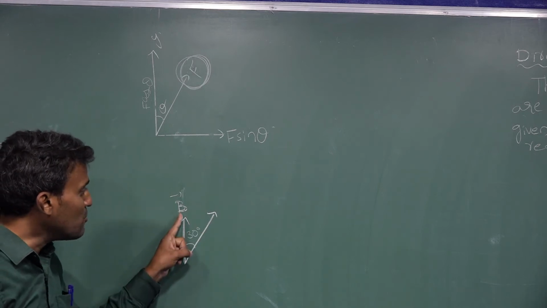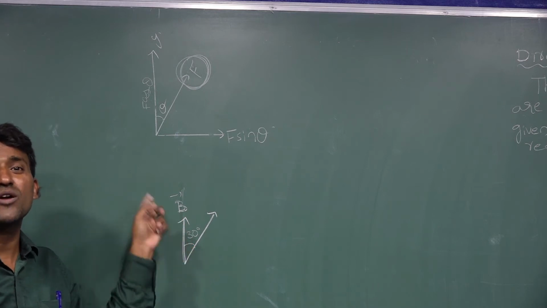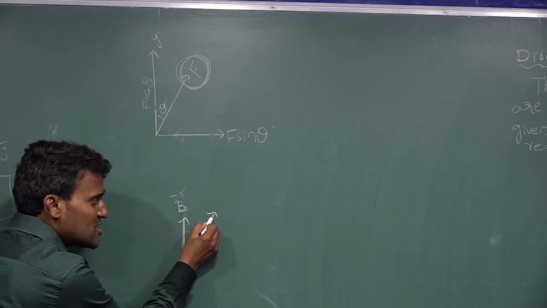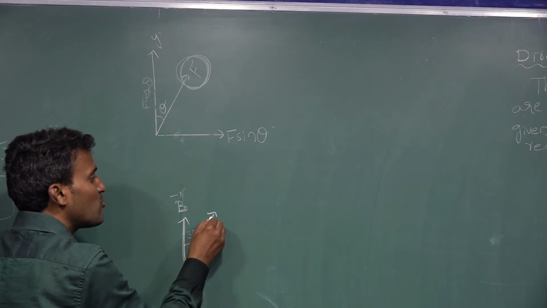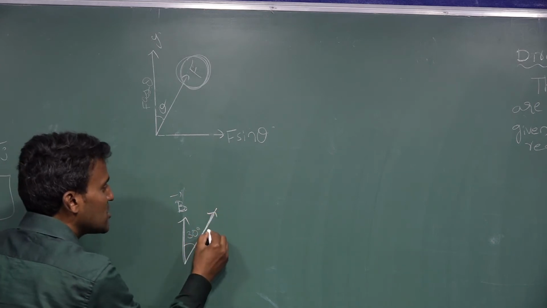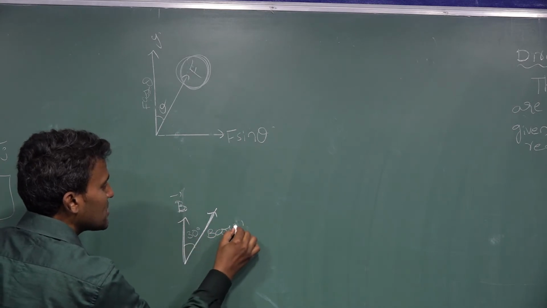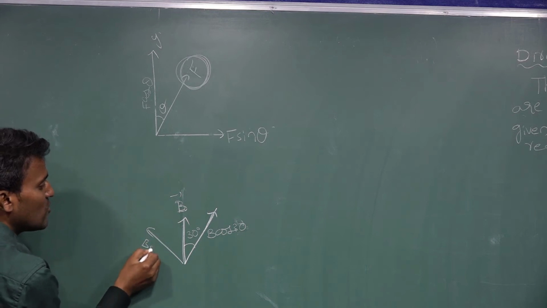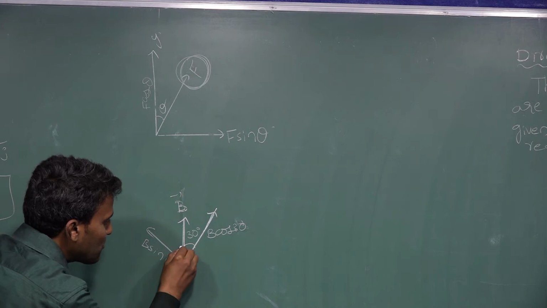At that moment, B is resolved into two components. One is the horizontal component, one more is the vertical component. B is making an angle with this one, so this is the horizontal component, along this direction. So B cos theta, where theta is 30 degrees. Vertical component is B sin theta. These two components should be perpendicular.